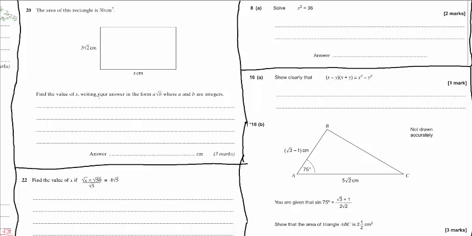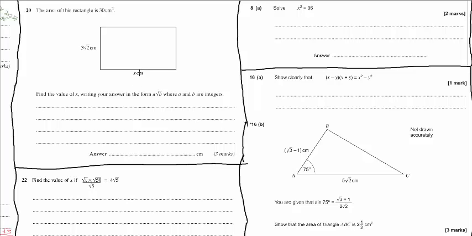Find the value of x. Firstly, the area of the rectangle is 30 centimeters squared. Then it gives you two sides. Find the value of x, writing your answer in the form a root b, where a and b are integers. Now, you know what this is? This is another one of those questions, like the one before.